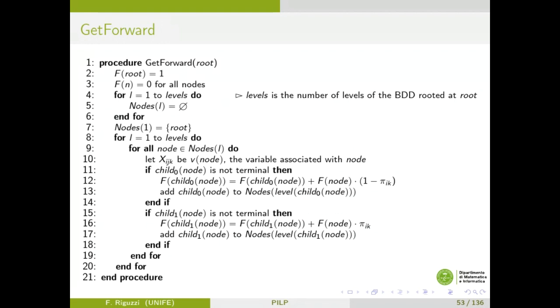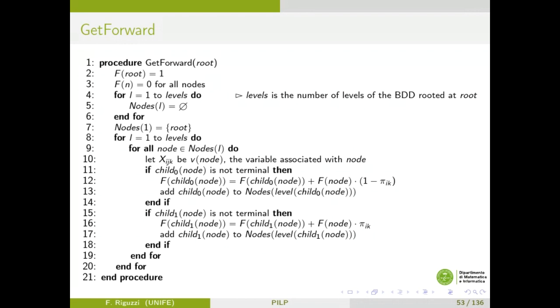Instead, forward probability can be computed by visiting the BDD top down. So you first compute the forward probability of the root, which is 1, because the sum of the probability of paths from the root to itself is 1. Then you initialize the forward probability of every node to 0, and then you scan the BDD level by level, starting from the first level, and for all nodes of the level, you compute the forward probability and update the forward probability of its children.